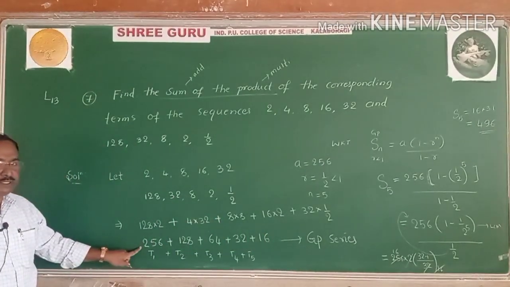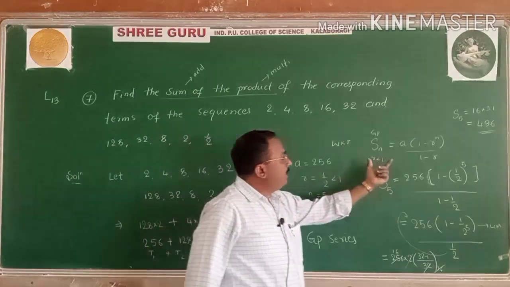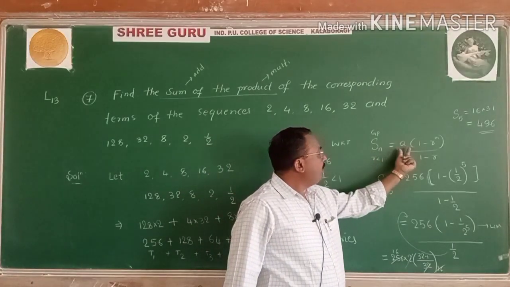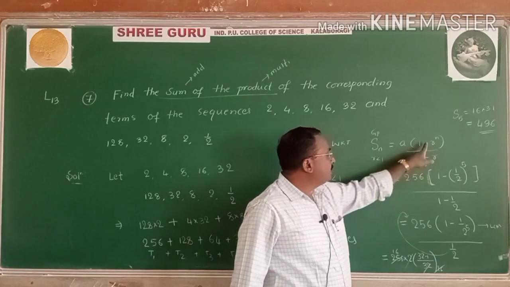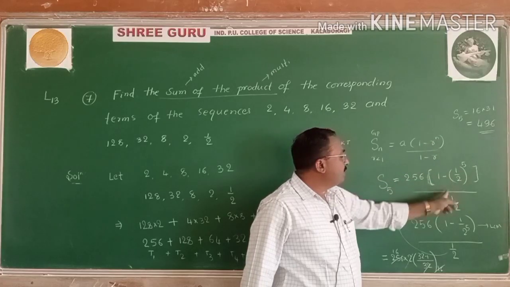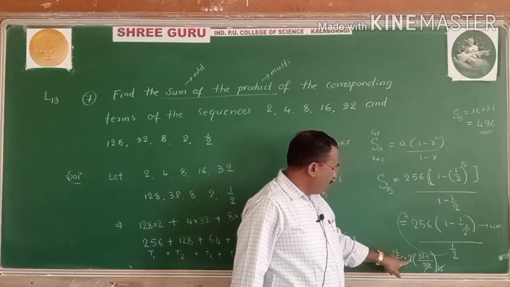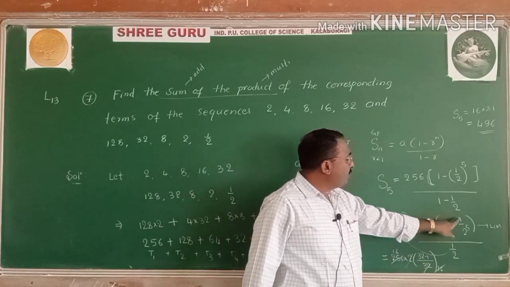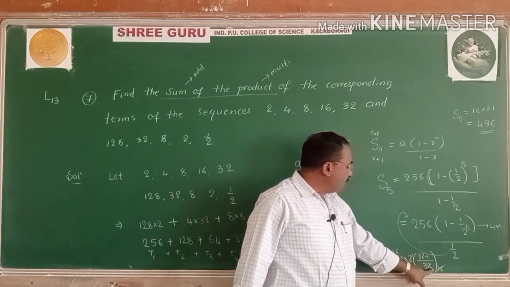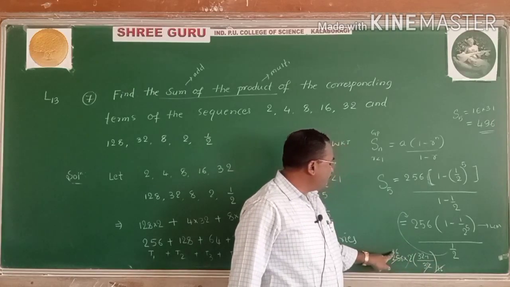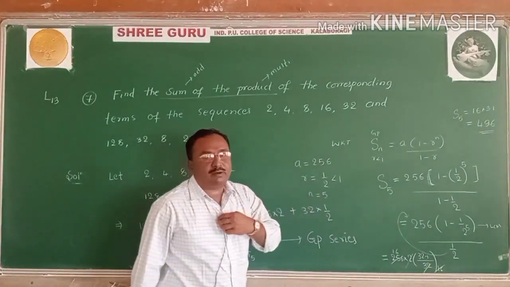Here A is 256, common ratio is 1 by 2, less than 1, number of terms 5. Apply the formula for Sn of GP: A times 1 minus R to the power n divided by 1 minus R. A is 256, R is 1 by 2, n is 5. Simplify: 2 power 5 is 32. Taking 1 by 2 to the numerator becomes 2. LCM, 32 minus 1 is 31, 31 divided by 32. Two 16s are 32, 16 times 16 is 256. 16 into 31 is 496. This is the required value.